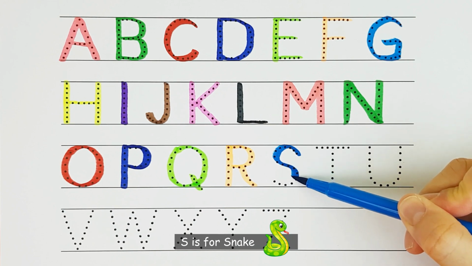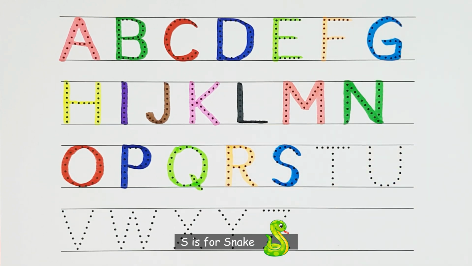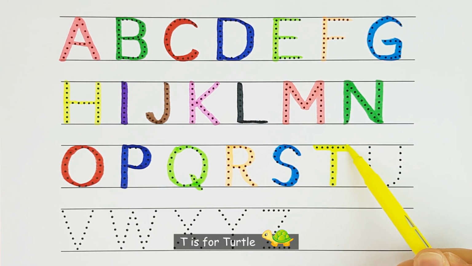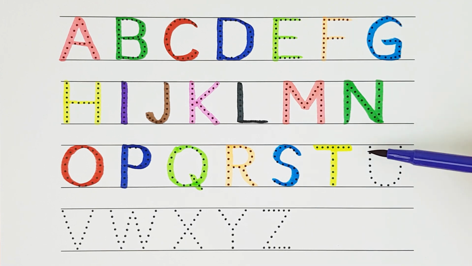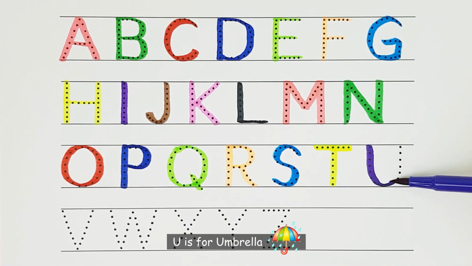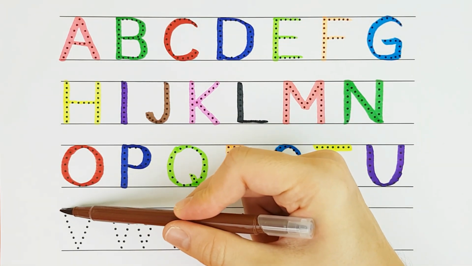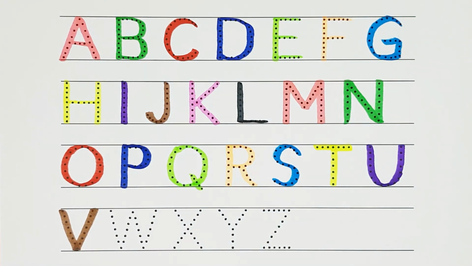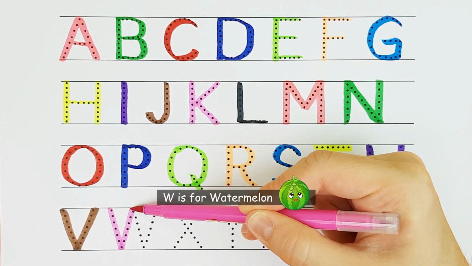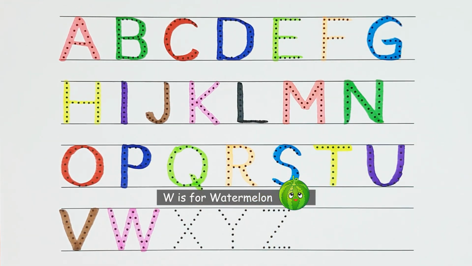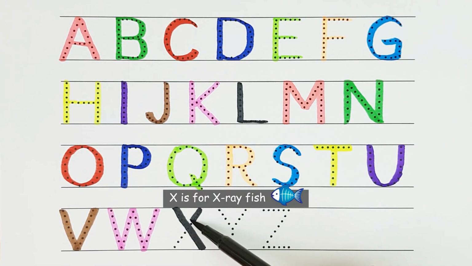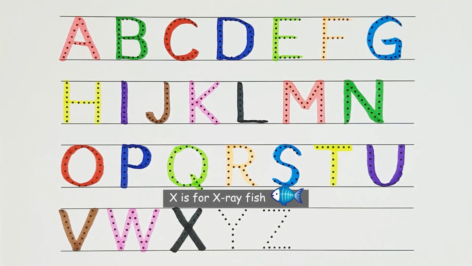S. S is for snake. T. T is for turtle. U. U is for umbrella. V. V is for violin. W. W is for watermelon. X. X is for X-ray fish.